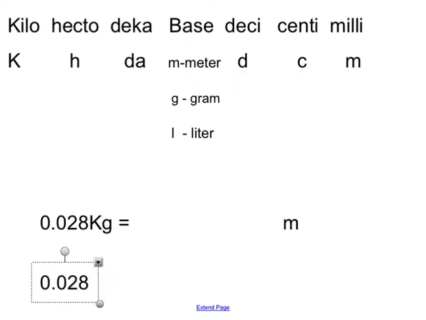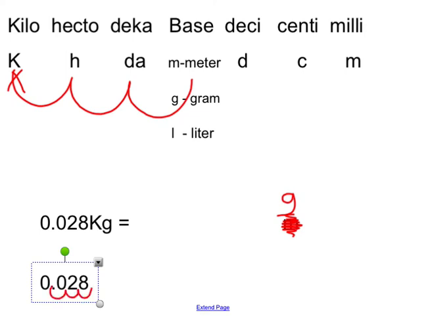Let's try another one. So I have 0.028 kilograms. Okay, so I'm going to start over here at kilo. And I want to find out how many, let's change that. How many grams? Let's find out how many grams there are. Typo, my bad, my mistake. Here we go. So we start here at kilo. We go 1, 2, 3 to the right. All right. So now we take a look here. We start at the decimal point and go 1, 2, 3 to the right here. And so the answer is 28 grams.